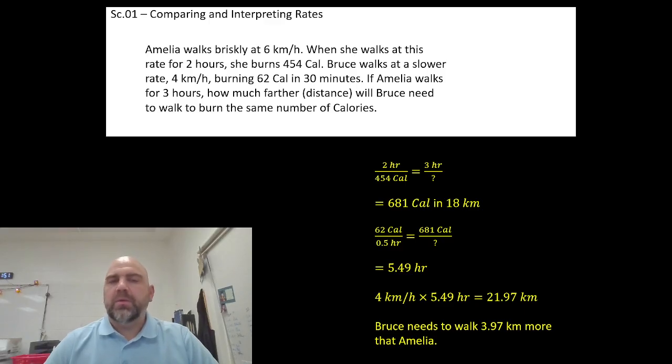We need to make sure that we are in the same unit. Then we can compare what they are. You can't compare kilometers per hour and miles per hour because they are two different units. We have to change them in order to compare. That's the conversion part that we need.